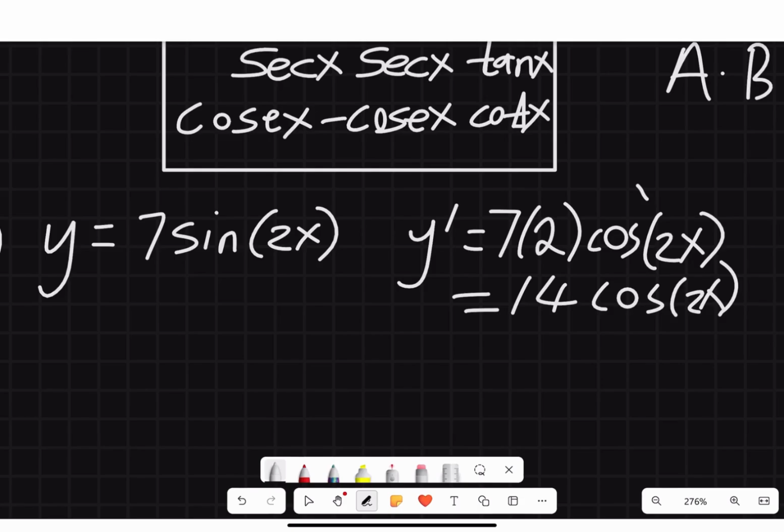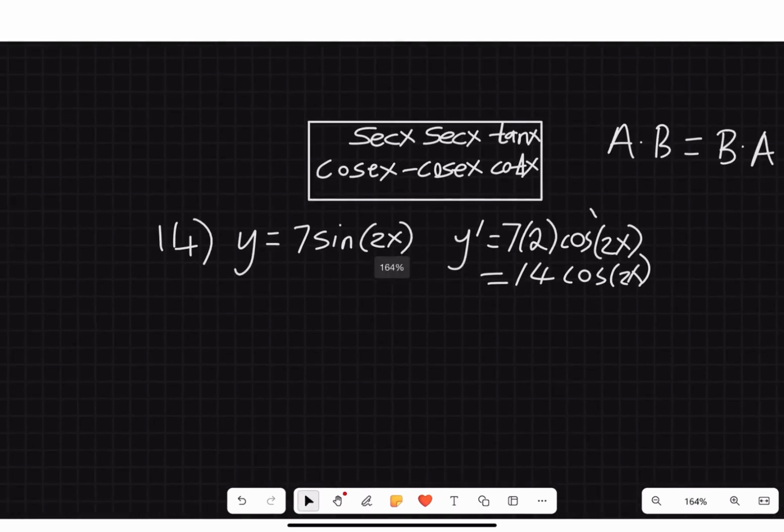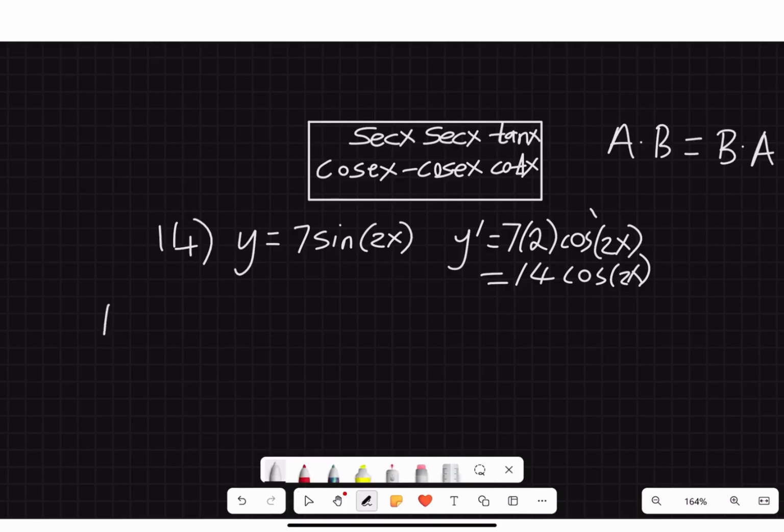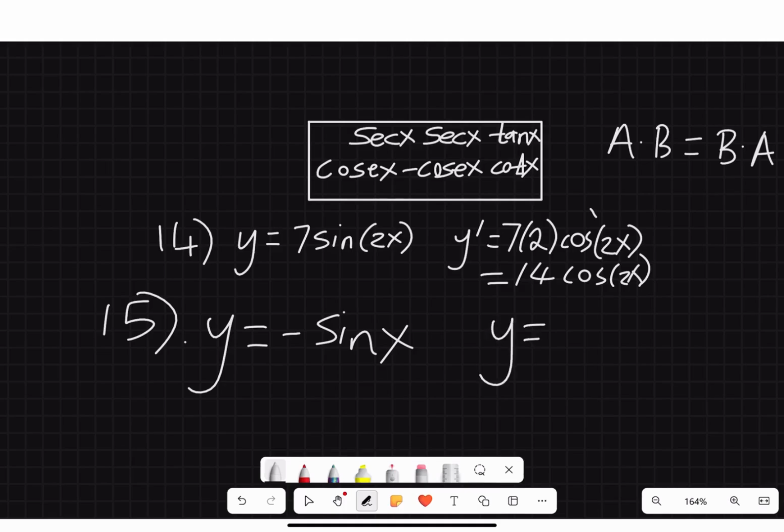perfect. Now let's do this one, right? Let's do 15. So for 15 we are going to have y equals negative sine x. I want you to attempt that one. So this one is going to be y prime equals negative, remember the constant here is negative 1 basically, so negative 1, the derivative of sine is cos x.